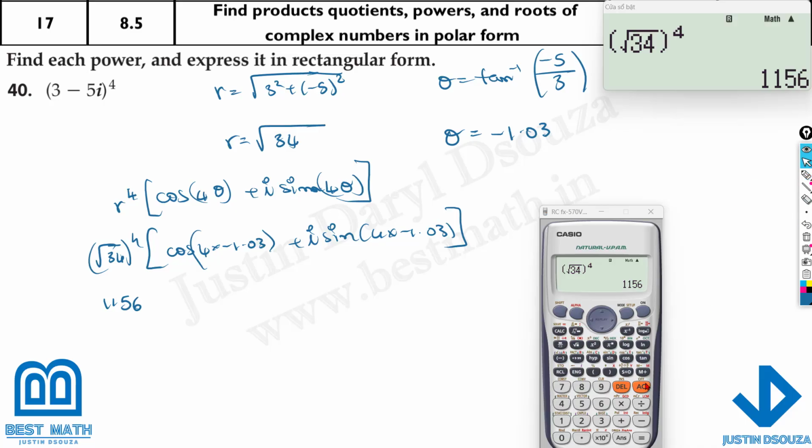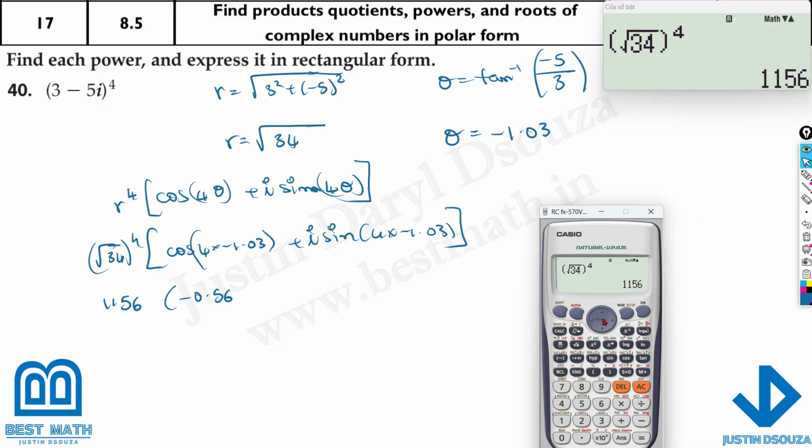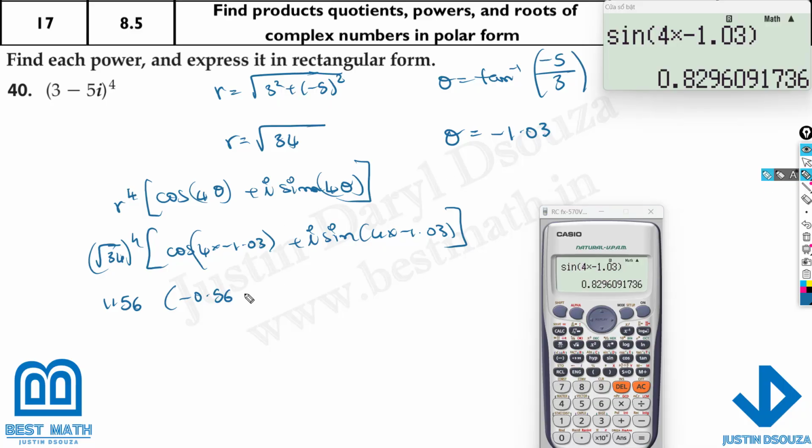Next, what we do is cosine of 4 times minus 1.03. It's not 103, it's 1.03, my bad. And here we go, the answer is minus 0.56. What about sine? All you do is change it to sine, and it is positive 0.83, plus i times 0.83.